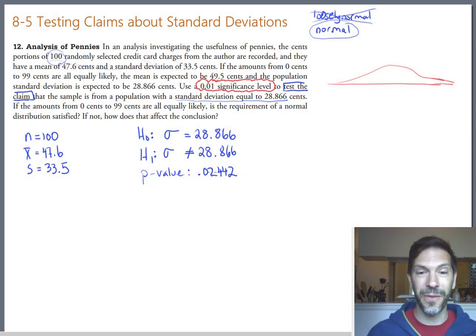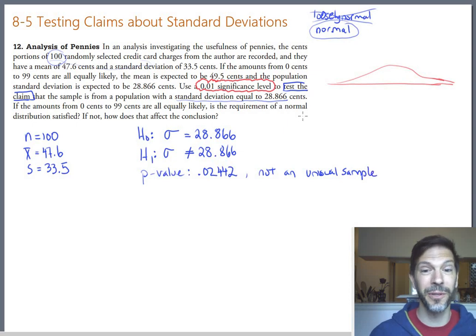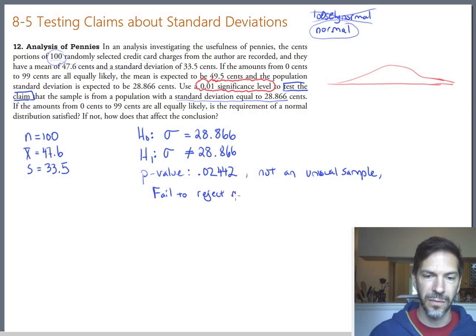With our typical 5% significance level, this would be an unusual sample and we would reject the null. However, they did redefine the significance level to be 1%. So based on that decision rule, this is not an unusual sample. Not unusual enough, anyway, for this decision procedure. Not an unusual sample, so we will fail to reject the null. I cannot reject the null, which means I cannot go with the alternative.